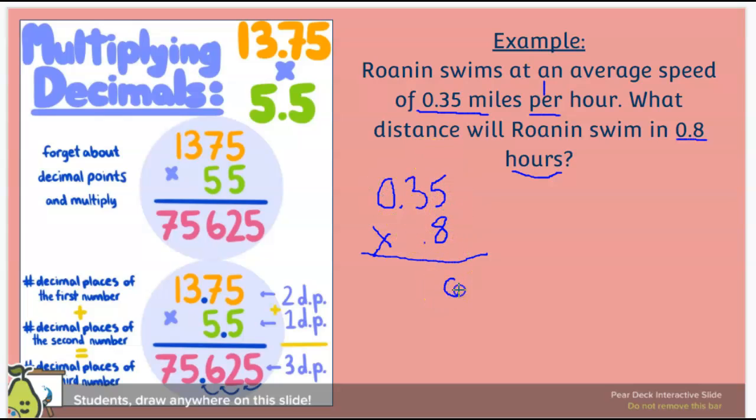8 times 5 is 40, carry my 4. 8 times 3 is 24, plus 4 is 28. And then I have 1, 2 decimal places, and then 1. So that's 2 and then 3. So then I put 1, 2, 3 back in. So what distance will he swim in 0.8 miles? He's going to swim 28/100 of a mile.